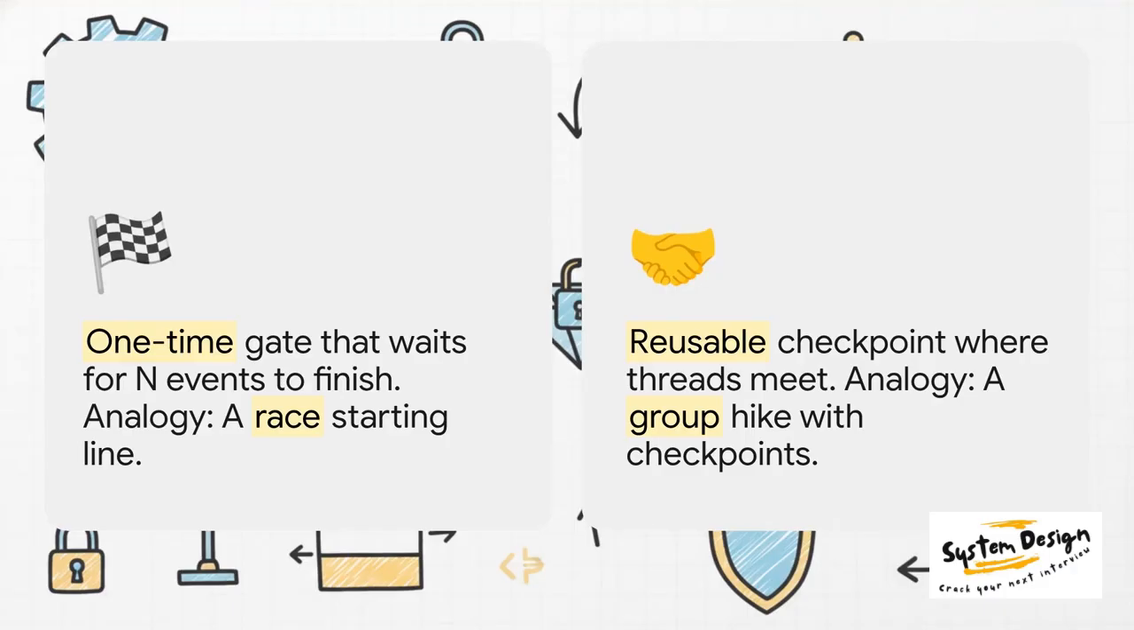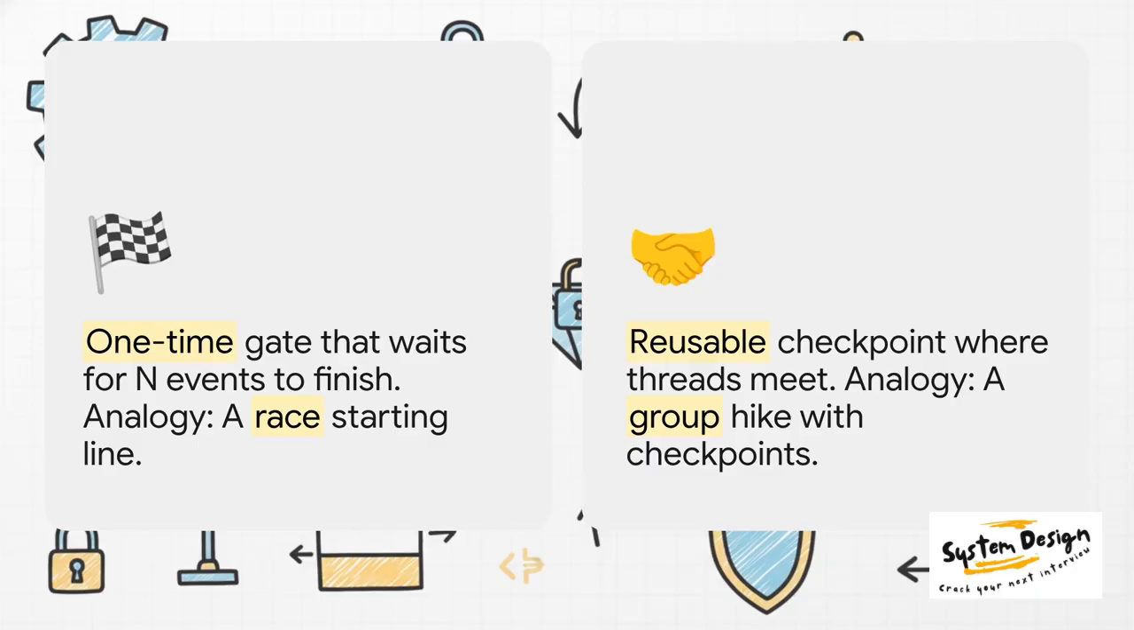Now let's look at two tools that are all about getting threads to work together: the CountDownLatch and the CyclicBarrier. Think of a CountDownLatch as a one-and-done deal. You set a count, say 5, and threads wait at this gate until 5 events have happened to count down the latch. Once it hits 0, the gate flies open and they all proceed. It's like the starting pistol at a race. It fires once and that's it, the race has begun.